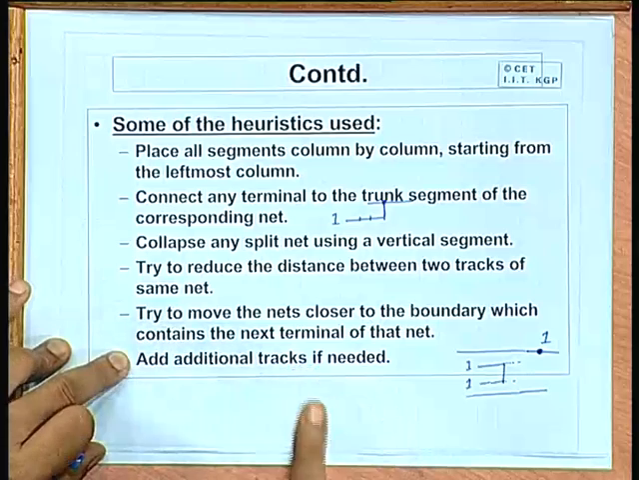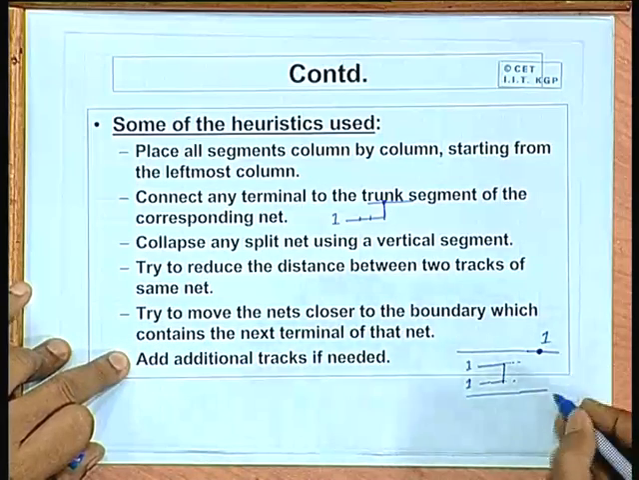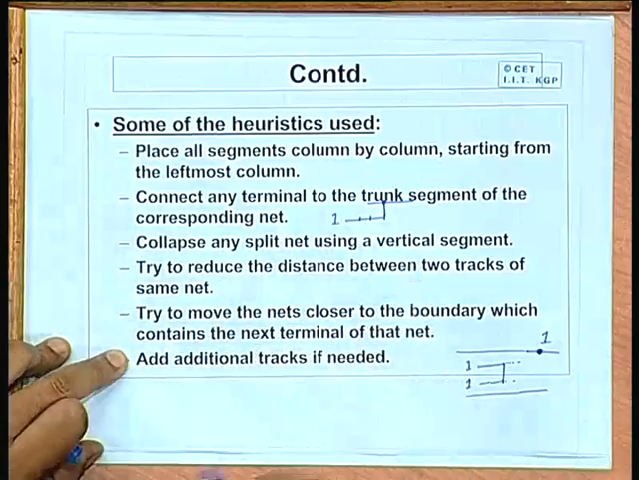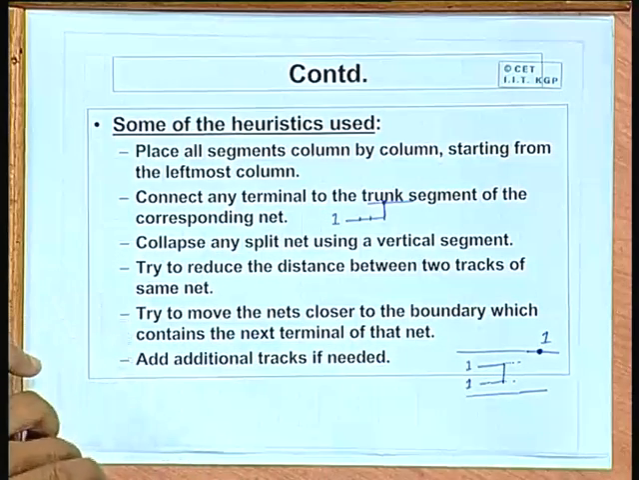So if you can provide additional tracks, if you can provide additional columns at the end if required, then this algorithm can always find out a solution. It can always complete the route. Okay. So now let us take a comprehensive example and try to work out on this. I think the concepts will be clear.